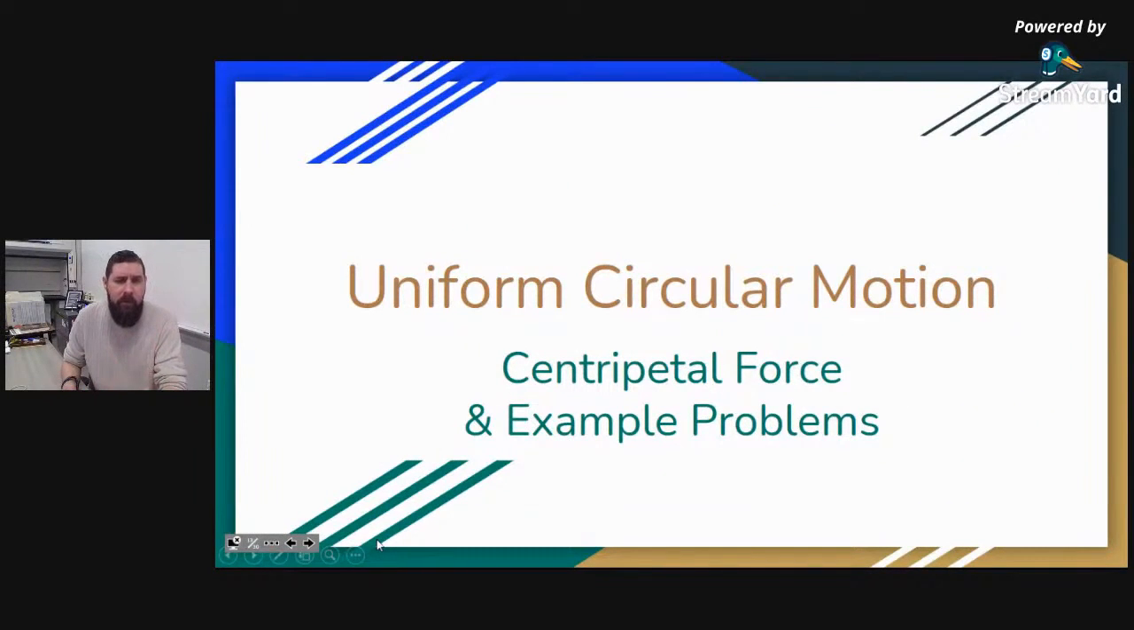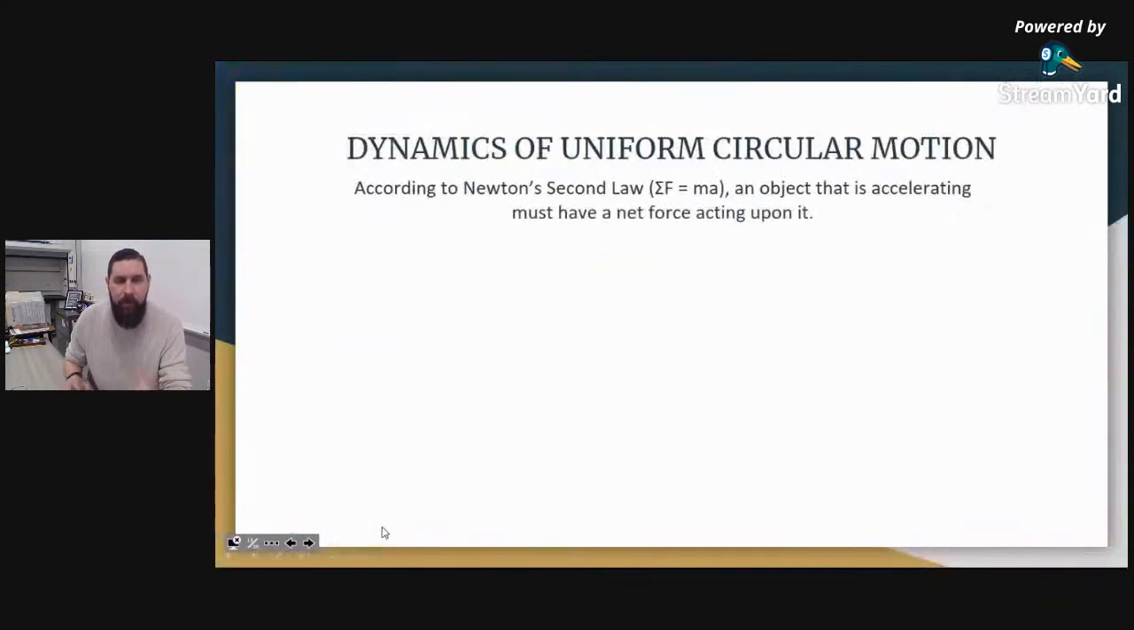Uniform circular motion dealing with centripetal force. So what exactly is centripetal force? Well, again, we have to go back and look at the kinematics. And according to Newton's second law, net force always equals mass times acceleration. So an object that's accelerating has to have some type of net force acting on it.